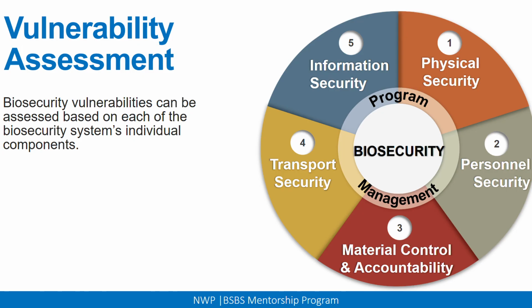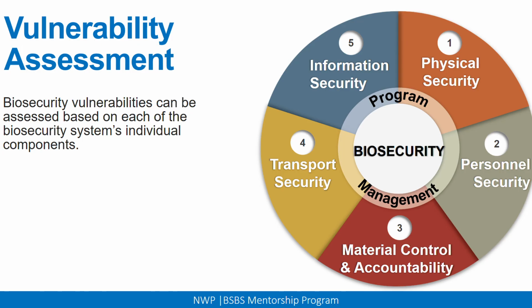So under vulnerabilities, biosecurity vulnerabilities can be assessed based on each of the biosecurity system's individual components. So what are these biosecurity system individual components? If you need to set up a biosecurity program, there are 5 pillars of biosecurity that you need to strengthen. And if you strengthen each of these pillars, it means that you're going to have a stronger biosecurity management system or program per se.